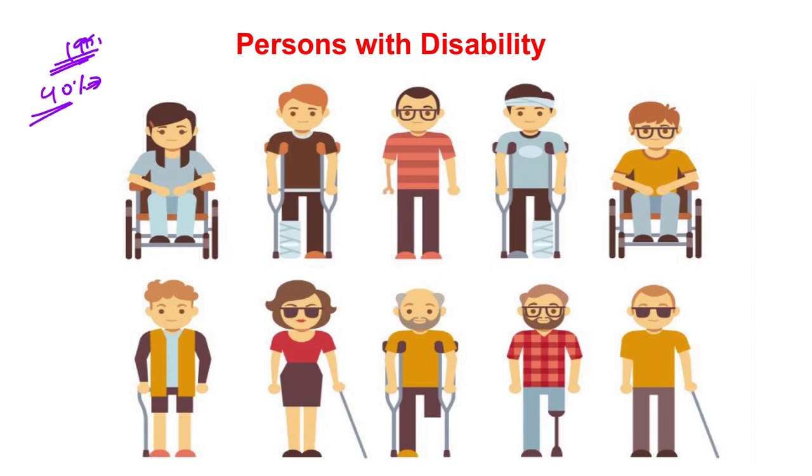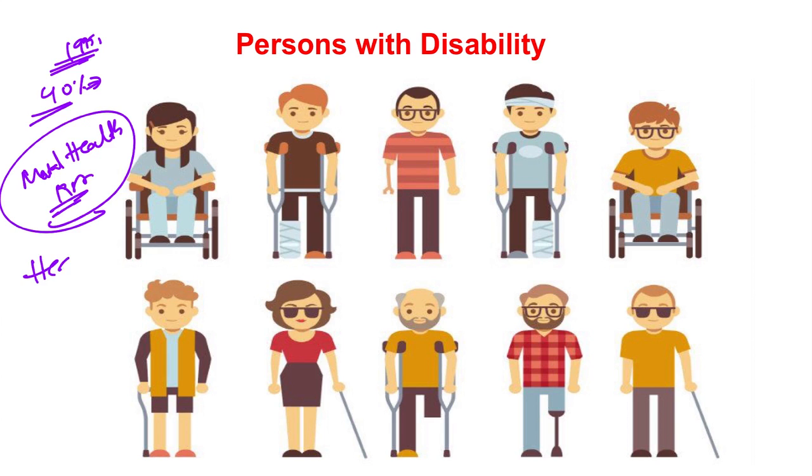First, talking about the Mental Health Act 1987, this category also comes under persons with disabilities. Mental illness has been recognized as one of the disabilities under the Persons with Disabilities Act 1995. The treatment and care of mentally ill persons are governed by the Mental Health Act 1987, and this act is administered by the Ministry of Health and Family Welfare.